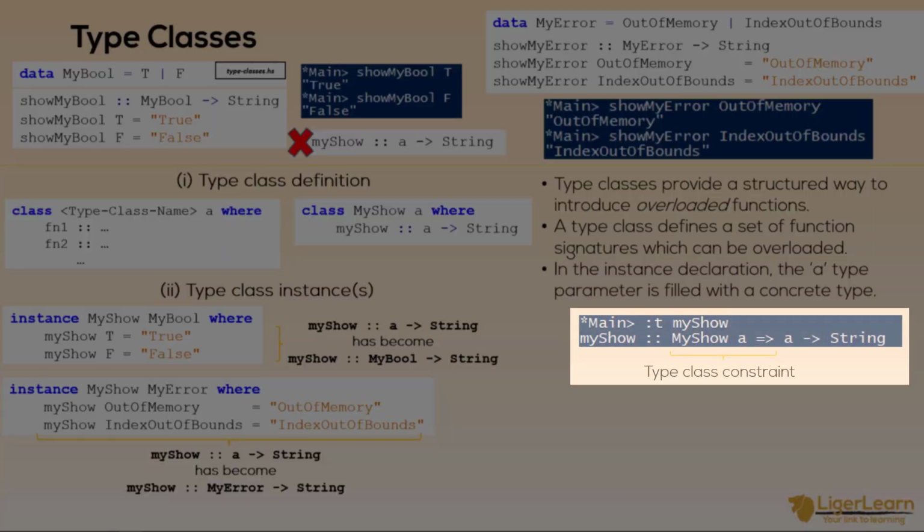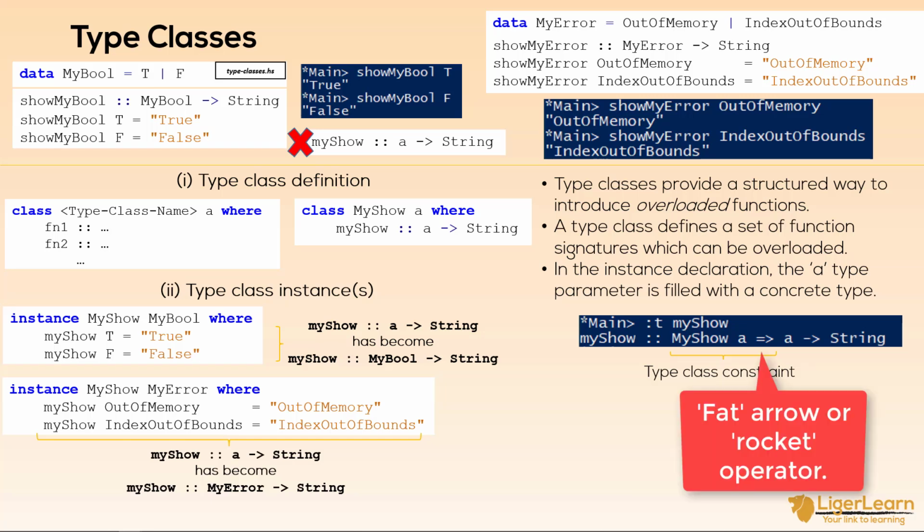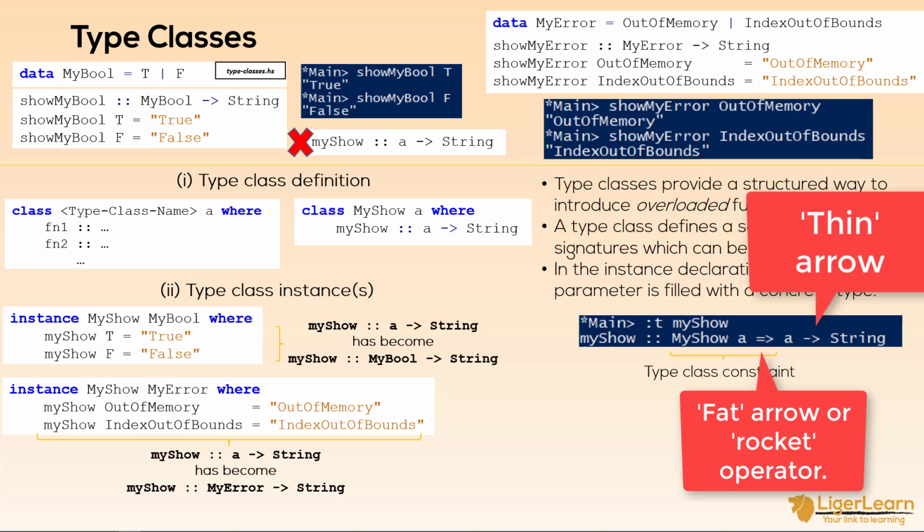If we do that, we get back a function signature like this, which contains a new notation. Just like before, we have the name of the function, which is myShow, followed by a double colon. But now we have the name of the type class myShow as well as the type parameter a, and then a different type of arrow symbol than we are used to. Then we have the actual type signature we specified in the type class definition. We call this new type of arrow a fat arrow, as opposed to the other thin arrow which we have already been using in our type signatures.